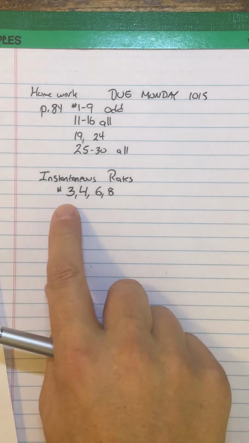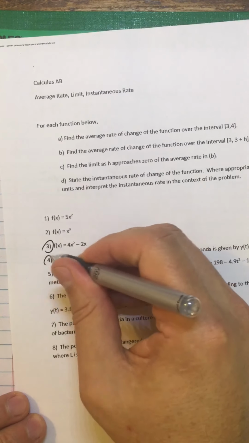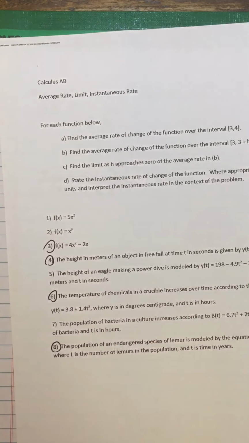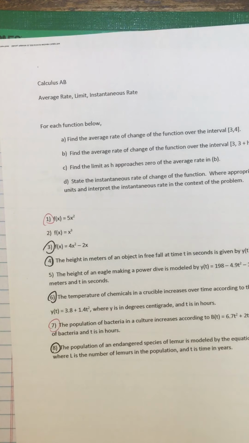This page is going to be on the Google Classroom. On this page, I'm asking you to do 3, 4, 6, and 8. So you only have to do 3, 4, 6, and 8. And me, I'm going to do number 1 and number 7. All right, so just to show you how this goes.